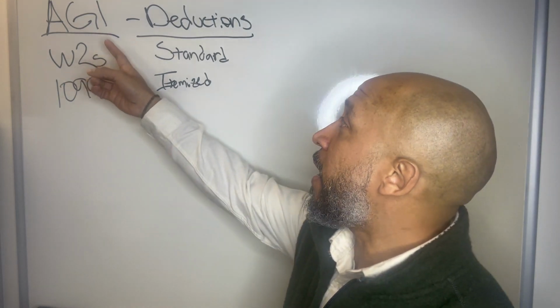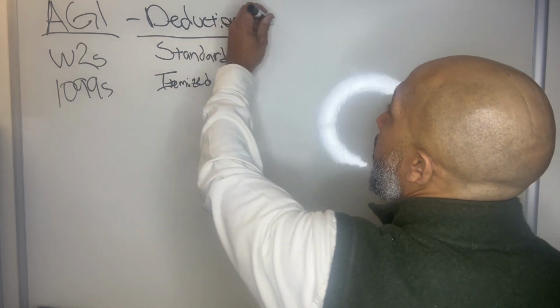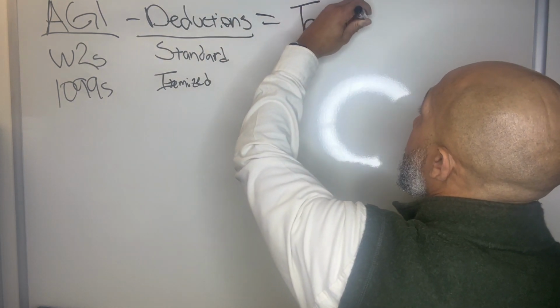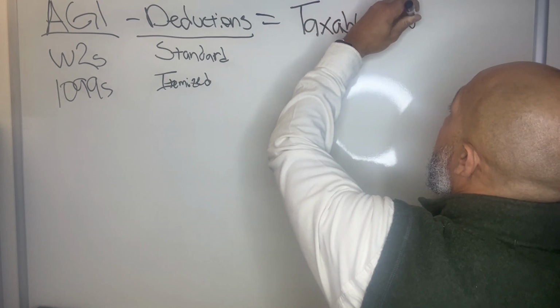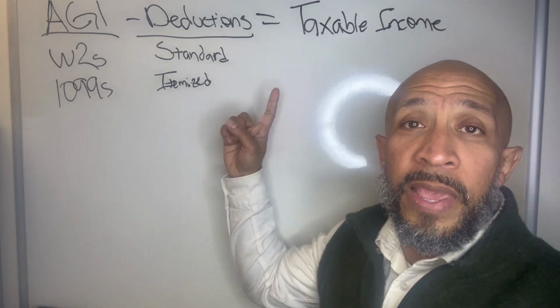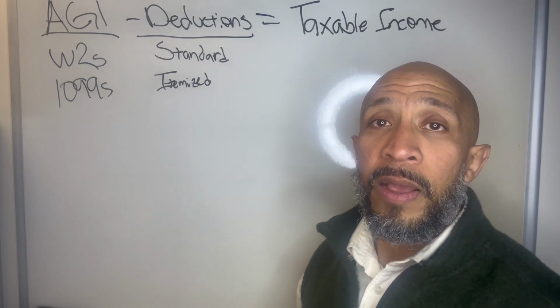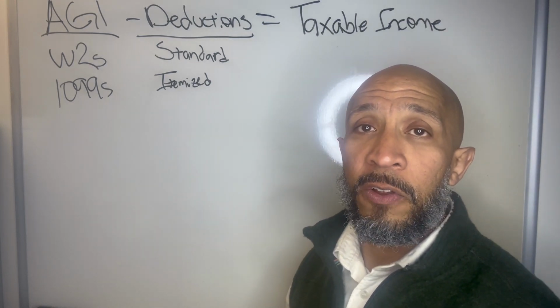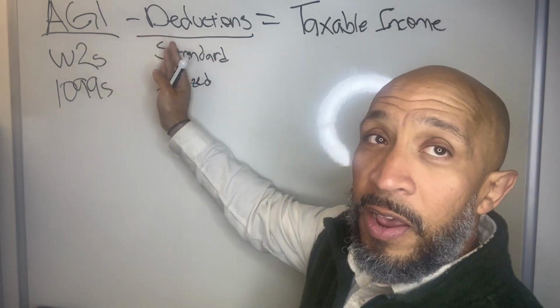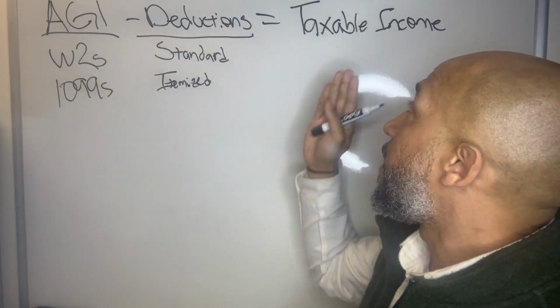Once you get your AGI and subtract your deductions, you're going to get what's called your taxable income. Now, this is used to calculate what tax is going to be owed, right? So you subtract your deductions from your adjusted gross income. Now you have your taxable income.